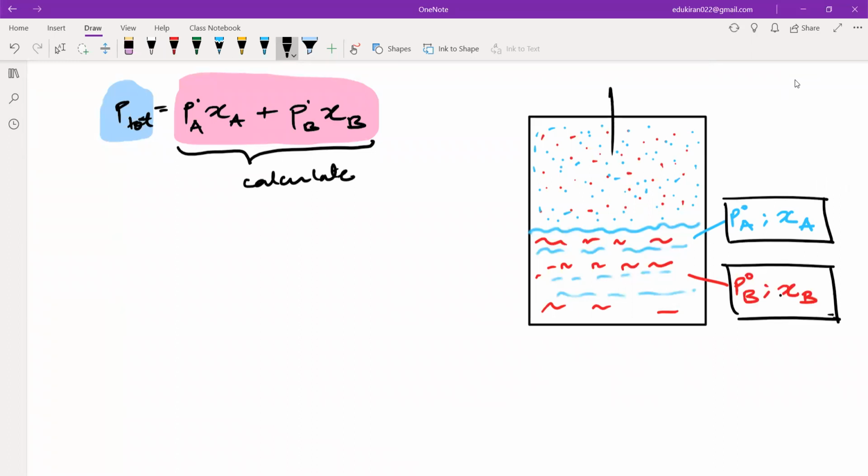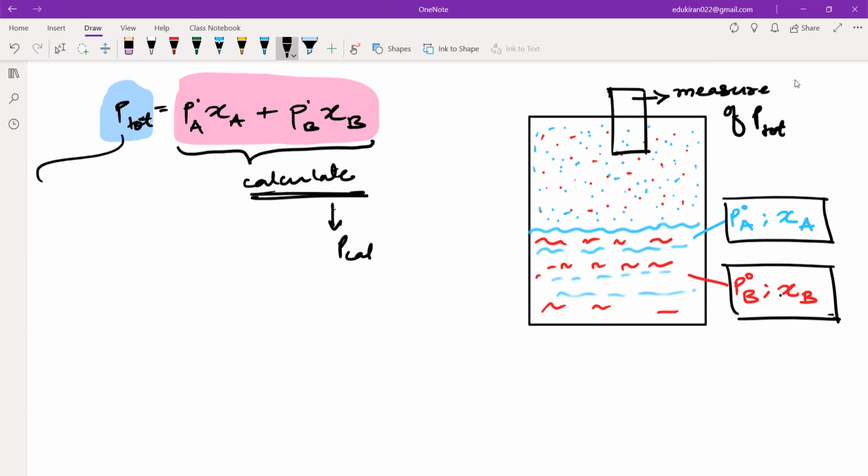Now, also what you can do is put up a barometer or a manometer like this, and it will give you the measure of P total. Now, you have two types of P total. One that you have calculated, and you have not used any tools in order to calculate this. So I will call this P calculated. And then you have measured the P total.